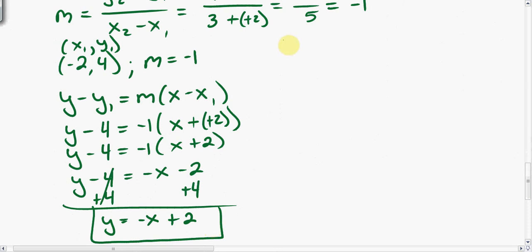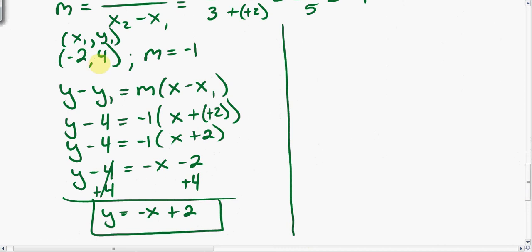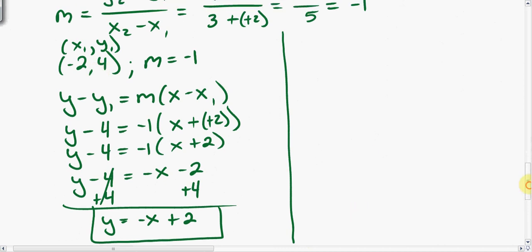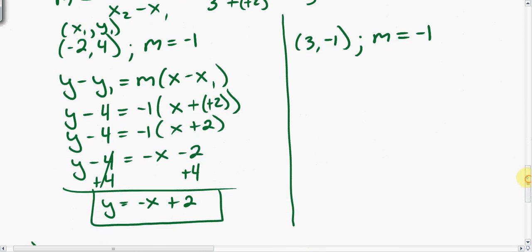Now I'm going to do this problem a second time, just to prove something to you. When you guys are doing your homework problem, you only need to do it once. But if you're questioning whether it's going to be true if I use the other point, I'm going to prove that it is true. So we're going to go through this process one more time, and I'm going to use the point 3, -1. Right, and I'm going to still use my m, which is -1. So I'm using my second point. So we're going to go through the whole process again.